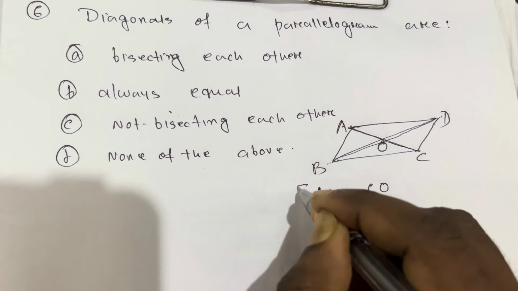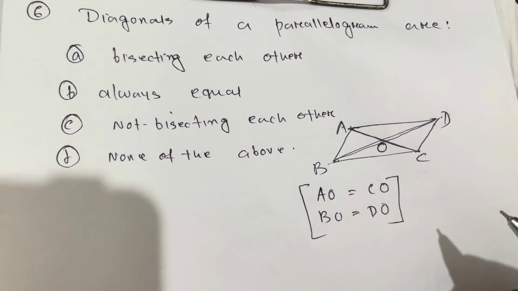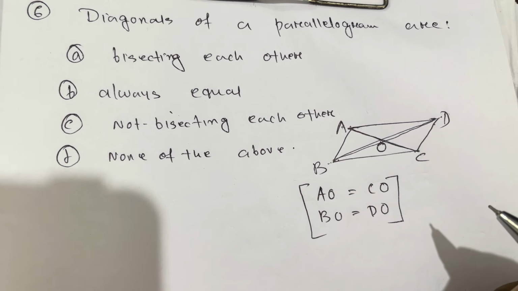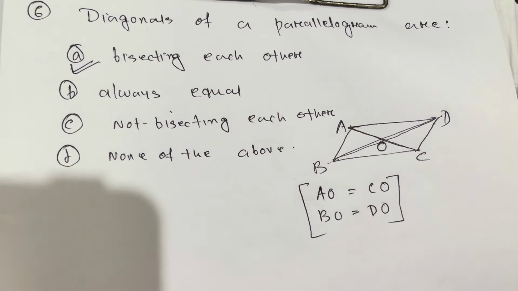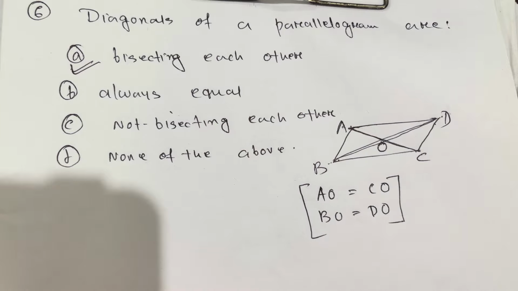So this is the property of a parallelogram, which implies diagonals are always bisecting each other, right? The diagonals are equal only when the parallelogram becomes a rectangle or square, right? Other than that, diagonals are not always equal, so be careful. Remember, the diagonals of a parallelogram are bisecting each other. So that's why option A is correct.